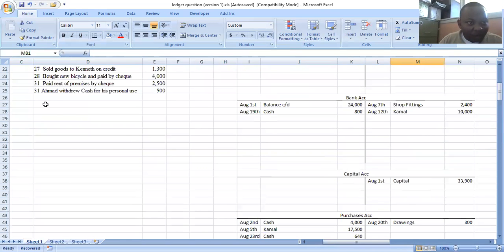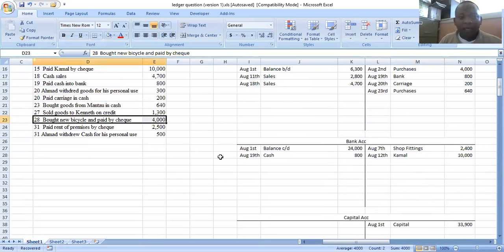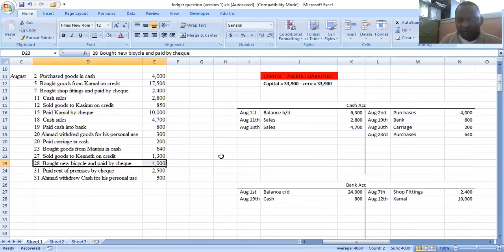Then we proceed to the other transaction. On 28th, bought a new bicycle and paid by check. So the two accounts here are bicycle and bank. Bicycle account and bank. They are both assets. Bank will be going down, so we credit the bank account, and the bicycle will be increasing, so we debit bicycle. So credit bank, debit bicycle.